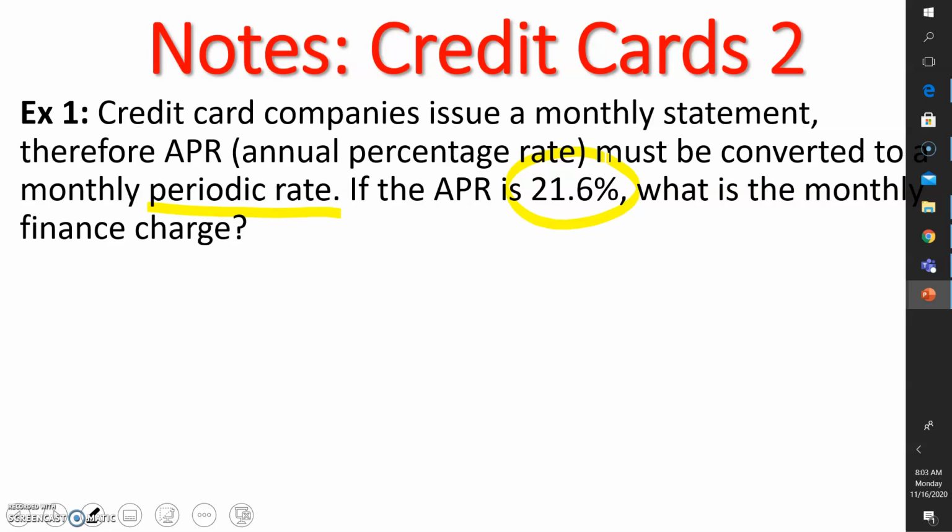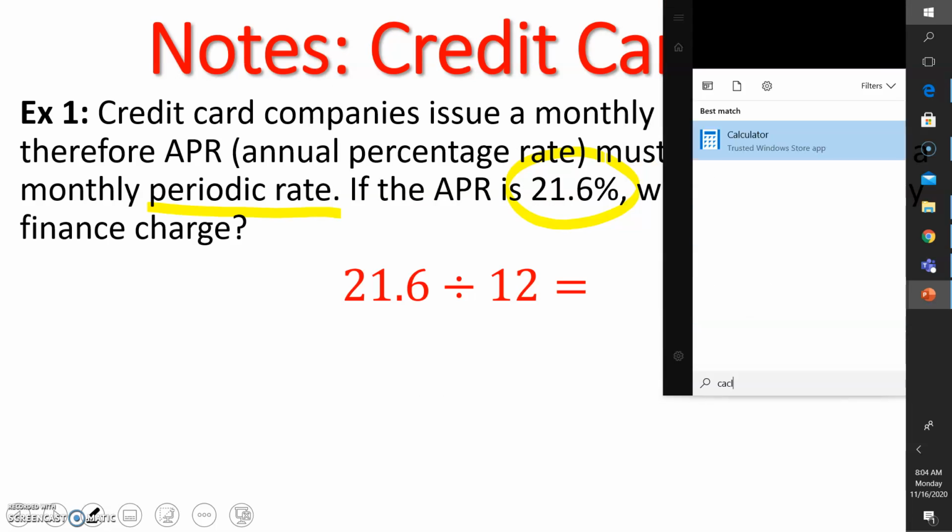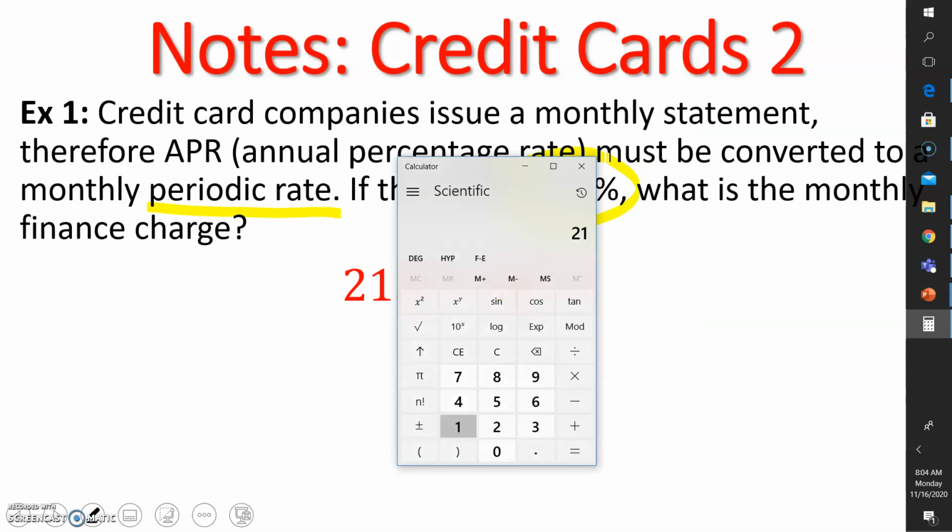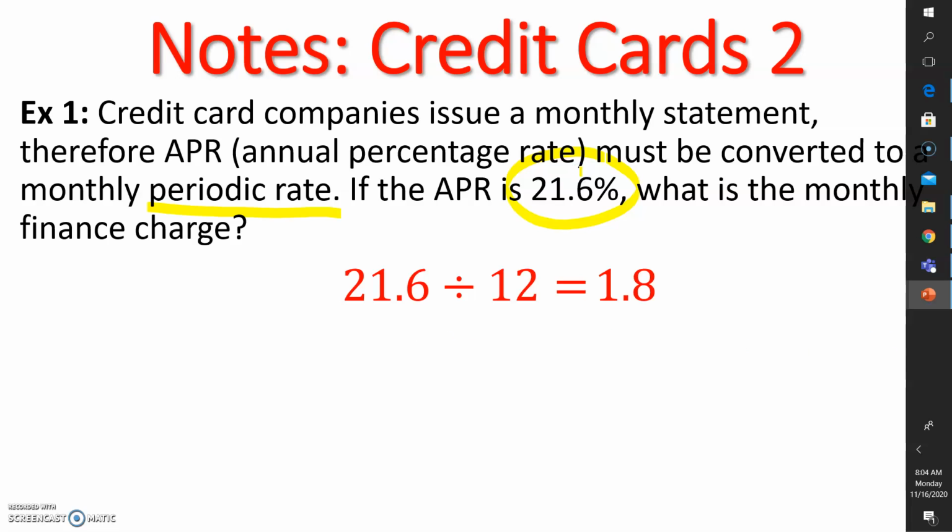So what we're going to want to do is take the annual rate, right, which is 21.6%, and divide it by the 12 months in the year. Okay, now when we do that, we have 21.6 divided by 12 months. We can see that our monthly rate is only 1.8%.